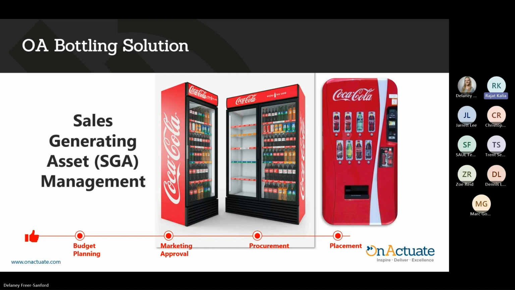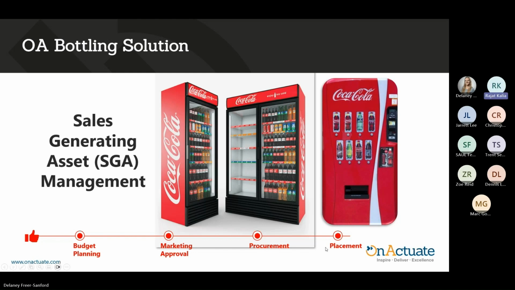Realizing the need for a solution, they decided to move towards automation, and with our OA bottling solution, they implemented a comprehensive asset management system that seamlessly integrated budget planning, marketing approvals, procurement and placement processes, along with asset reconciliation, and experienced a remarkable transformation.